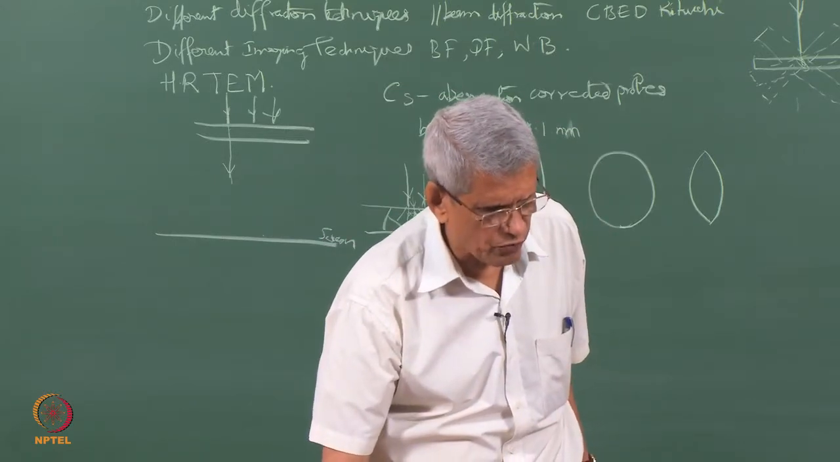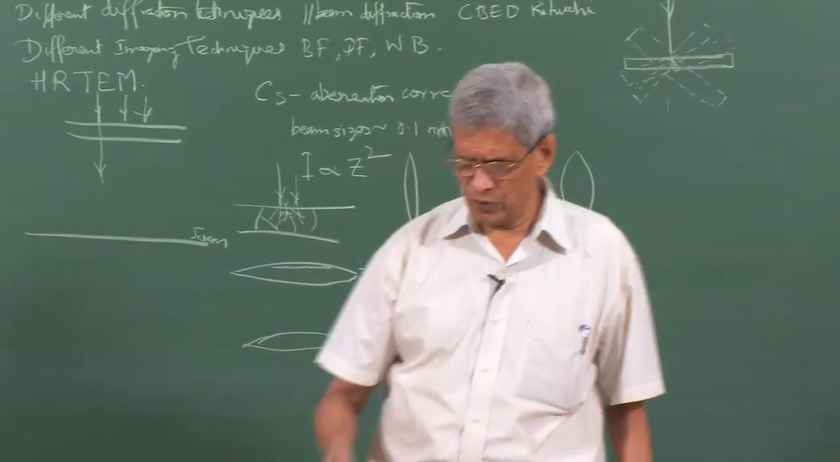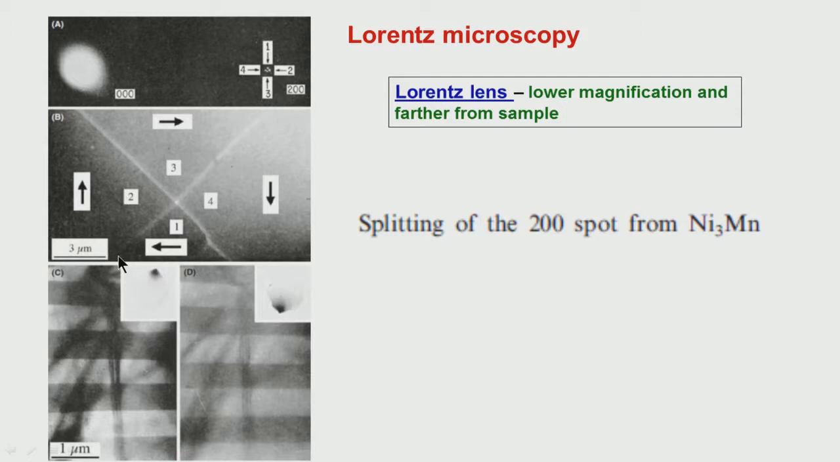In this case, there are 1, 2, 3, 4 spots. If we put an aperture around all these spots together and form an image, then only the magnetic domain boundary becomes bright and the other regions are dark. This way we can identify where the domain boundary is. Or we can put an objective aperture and choose only each of these spots and generate images.